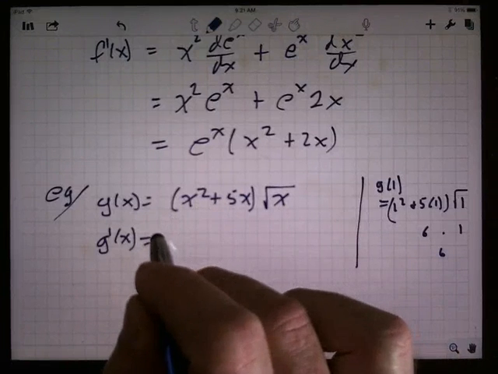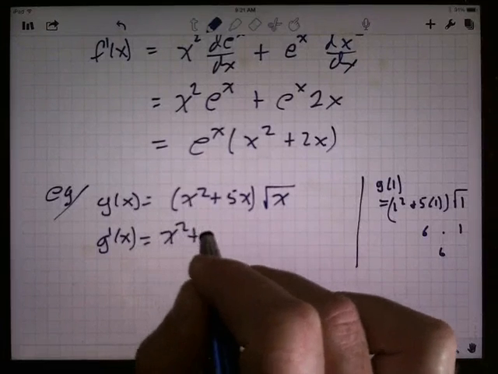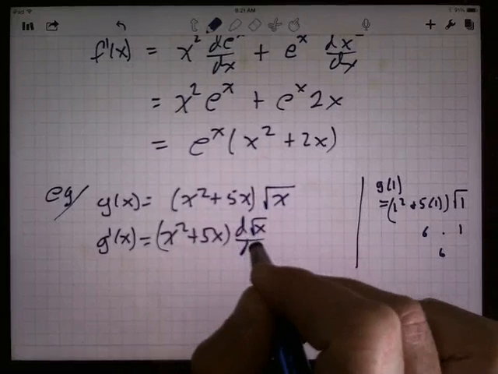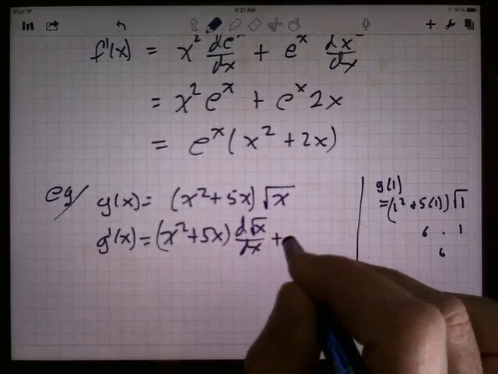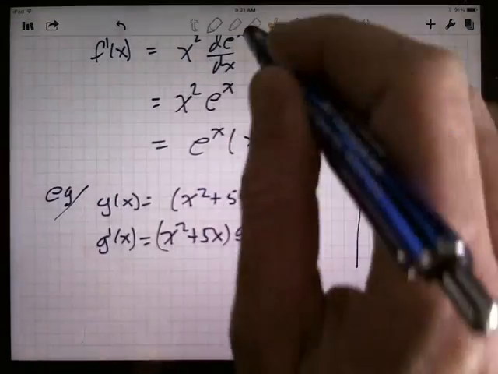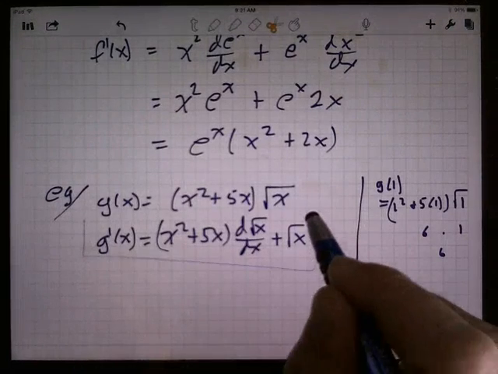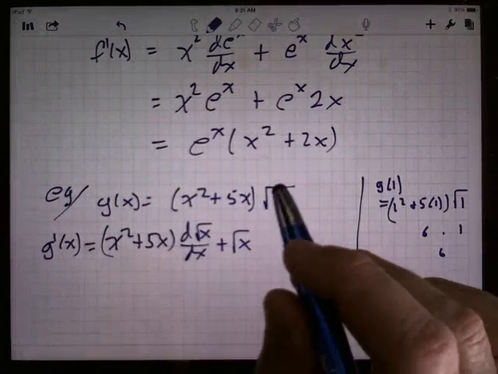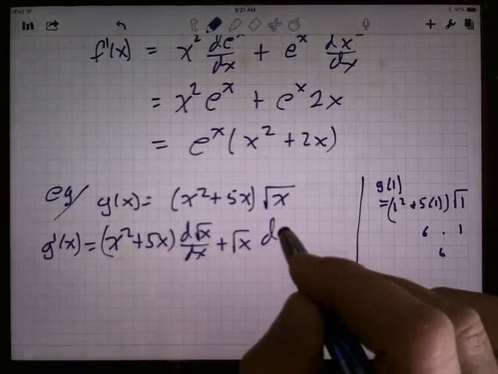So here we go. The derivative is the first function times the derivative of the second plus the second function times the derivative of the first.